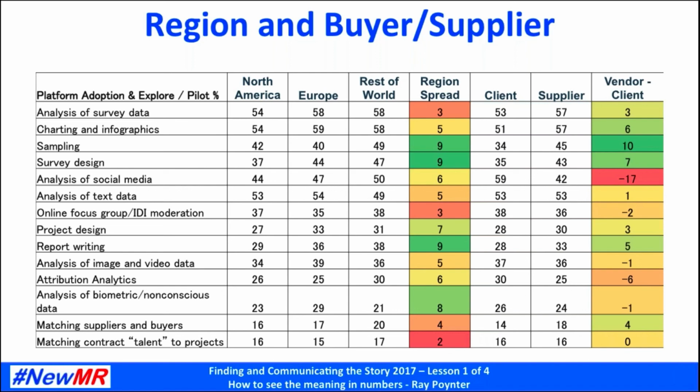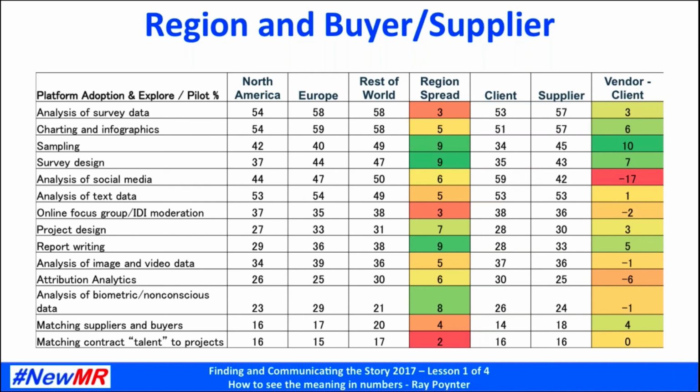So let's have a look at client and supplier, and this time there are only 2 of them, so I can simply subtract one of them from the other. And what I've done is I've subtracted the client from the supplier and applied color coding. And there are only 2 numbers on that page that I consider to be at all interesting, and only one of them very interesting. The analysis of social media data.